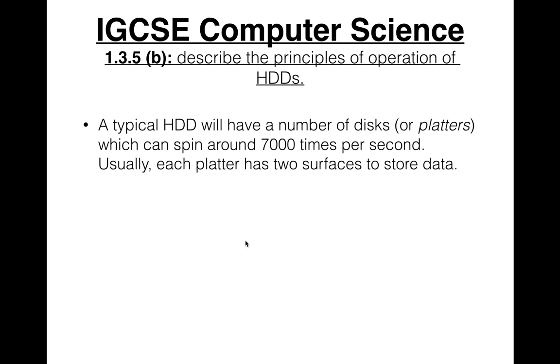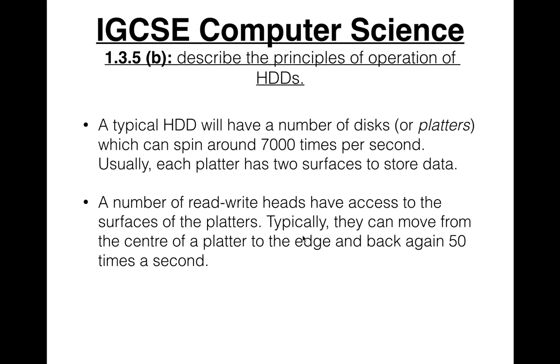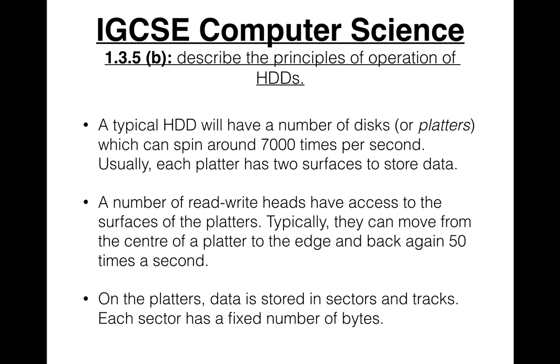A typical hard disk drive will have a number of platters, which can spin around 7,000 times per minute. Usually each platter has 2 surfaces to store data. A number of read-write heads have access to the surfaces of the platters, and typically they can move from the center of a platter to the edge and back again 50 times a second. I don't know if I should consider that fast, because physically it is fast, but it can be slow, and we'll look at that. On the platters, data is stored in sectors and tracks.